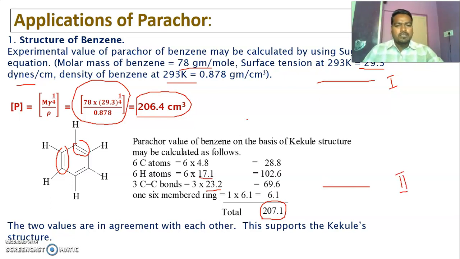Both the values are approximately equal, in agreement with each other. That is, it is 206.4 cm3 in case of the experimental method, but in case of the theoretical Parachor value, we found 207.1. So both the values agree with each other. This supports and confirms the Kekulé structure of benzene. It contains alternate double bonds and each carbon is attached to one hydrogen.